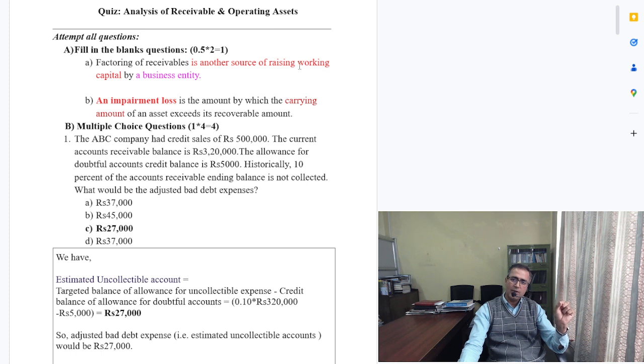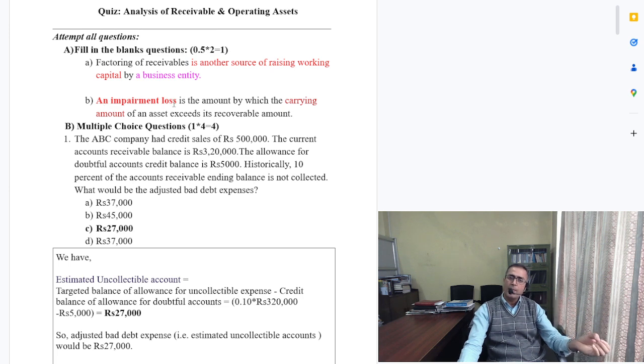Here, regarding working capital, we have two concepts. One is the gross concept of working capital, that is simply working capital equals total current assets, and net working capital is current assets minus current liabilities. This is simply the explanation of working capital. Now the second question is the fill in the blanks.